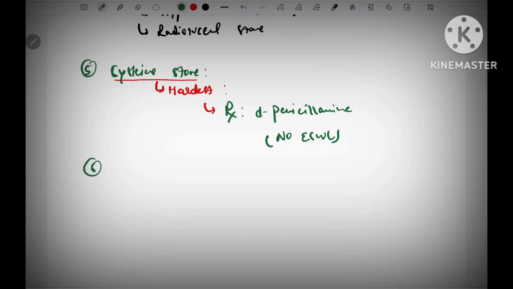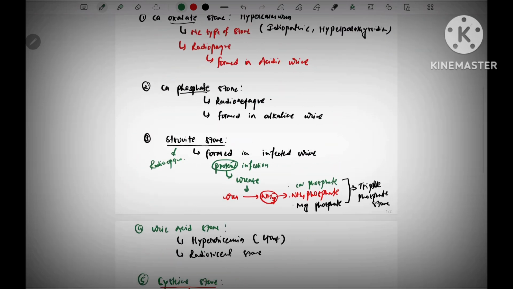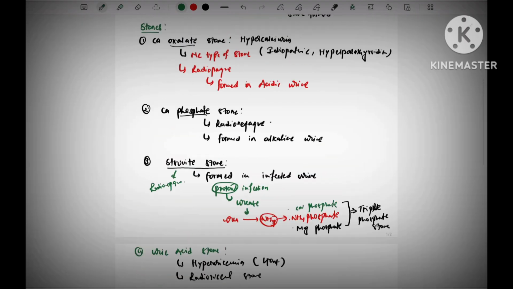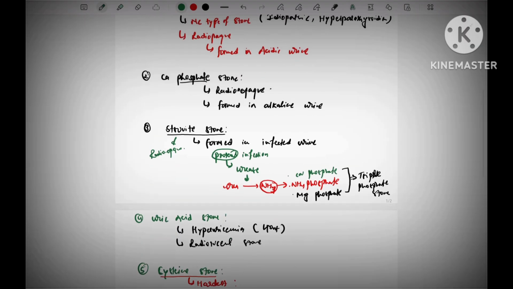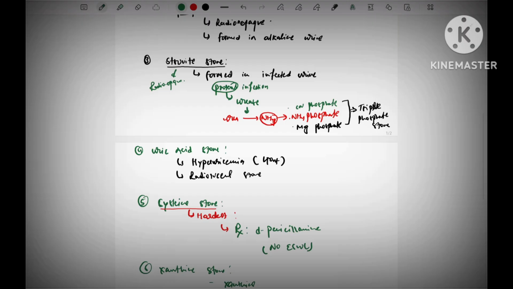And the sixth stone is the xanthine stone. Its composition is xanthine, and it is also radio opaque. So we have to know about the different types of stones. The most important is the calcium oxalate stone, which is the most common type. The struvite stone is the triple phosphate stone, and the cystine stone is the hardest stone. And one more thing, the struvite stone is also called the staghorn calculus because it looks like a staghorn.